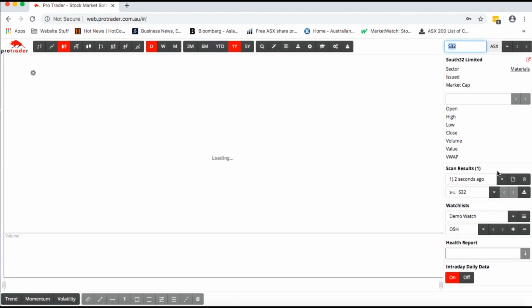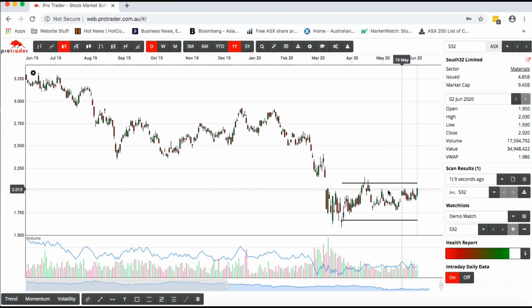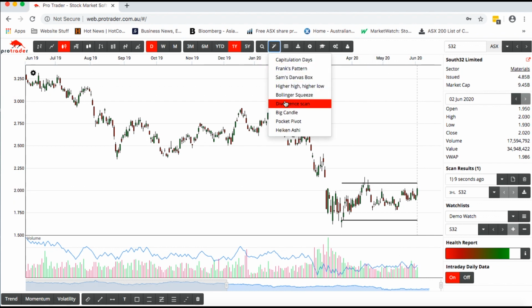There we are. We've got one. S32, and the reason why I like the higher high, higher low scan is that it means that it's starting to develop an upward trend. And so with the big candle, let's just have a look.